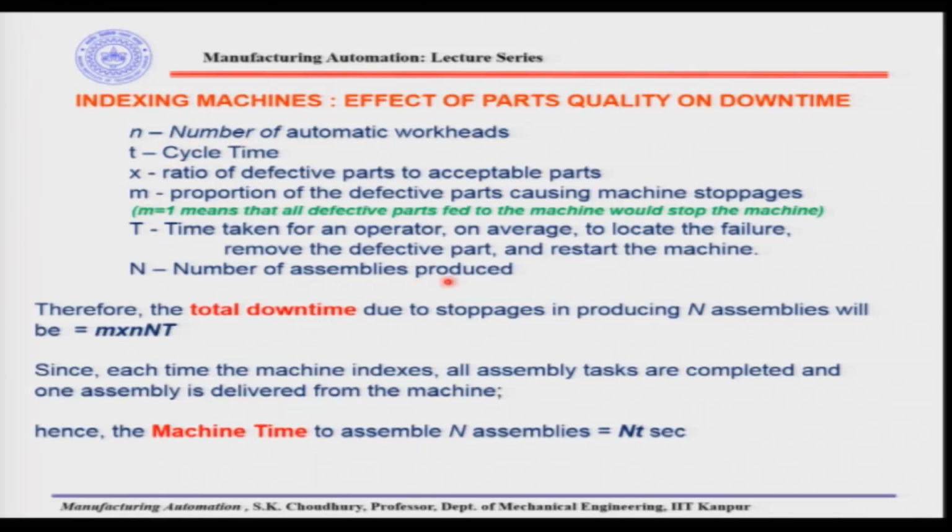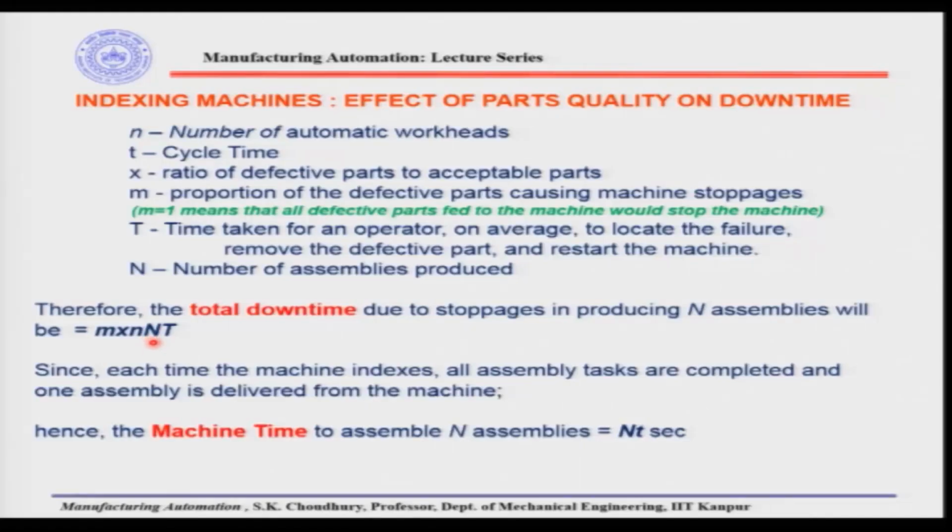Then, depending on how many assemblies we are producing, more assemblies mean the machines will be working more and downtime possibilities will be more. So, it is a direct function of capital N, the number of assemblies produced, and capital T, the time taken for an operator on an average to locate the failure, remove the defective part and restart the machine. So, once again, total downtime is equal to m x small n x capital N x capital T, the number of assemblies and the time taken by an operator.